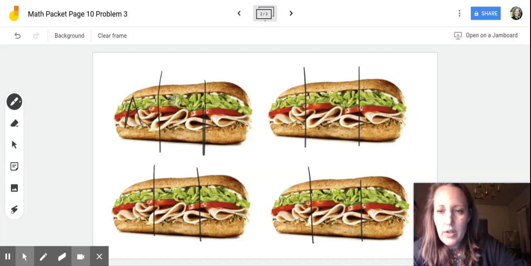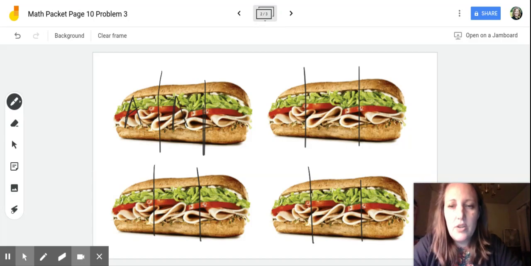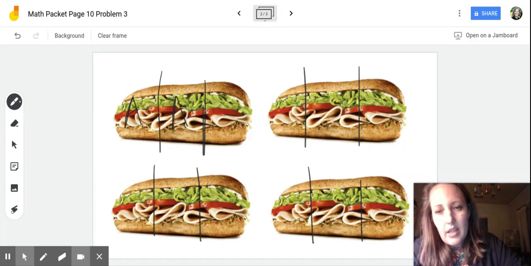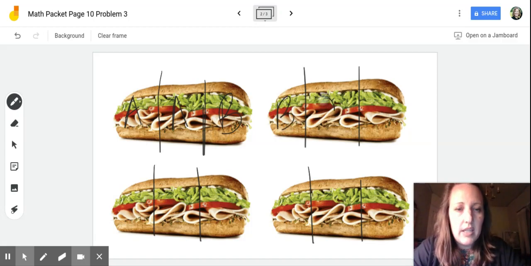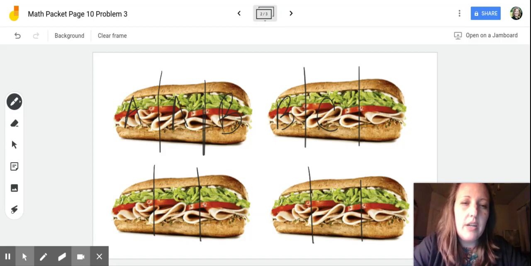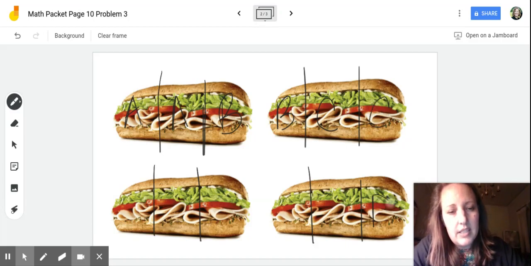Anna is one of his friends. She's going to eat those 2/3. Then Bobby is another one of his friends. He's going to eat those 2/3. Then Carla eats those 2/3. David eats these 2/3.